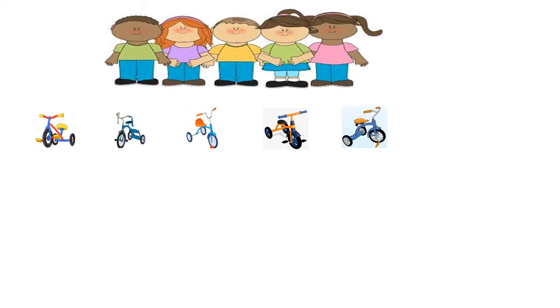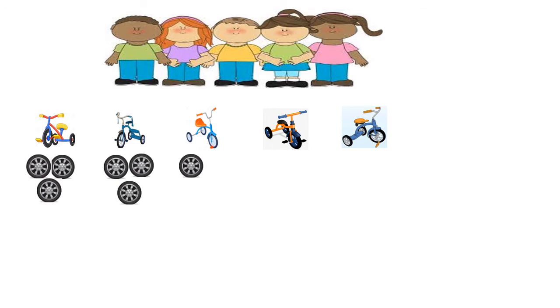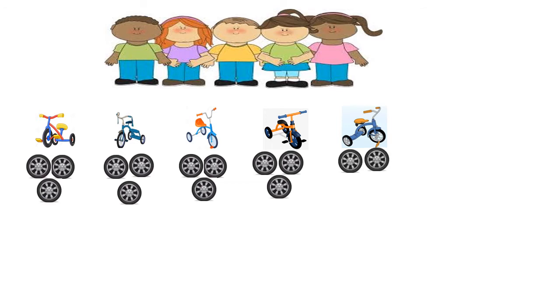So what we need to do is we need to take out all of the wheels from the tricycle. Let's start with Nduduzo's bike. 1, 2, 3. Dalia. 1, 2, 3. Tiamo. 1, 2, 3. Esther. 1, 2, 3. And lastly, Mbali. 1, 2, 3. So now we're going to do the multiplication.